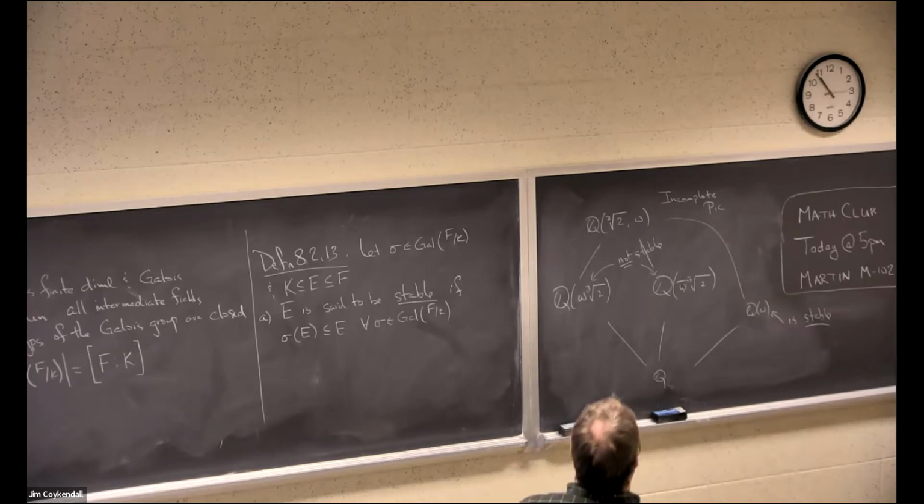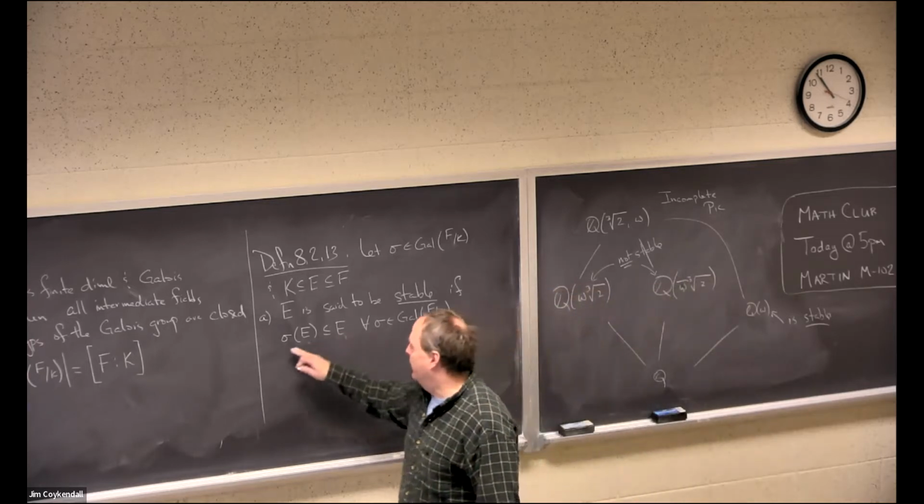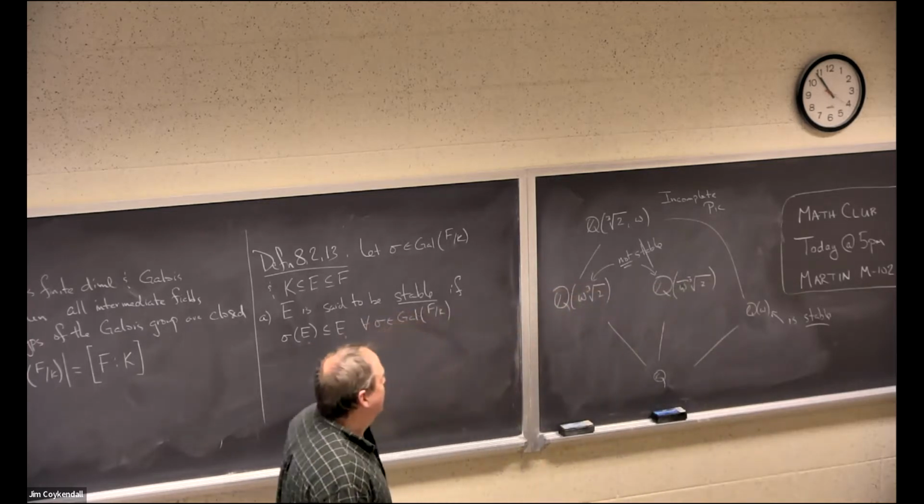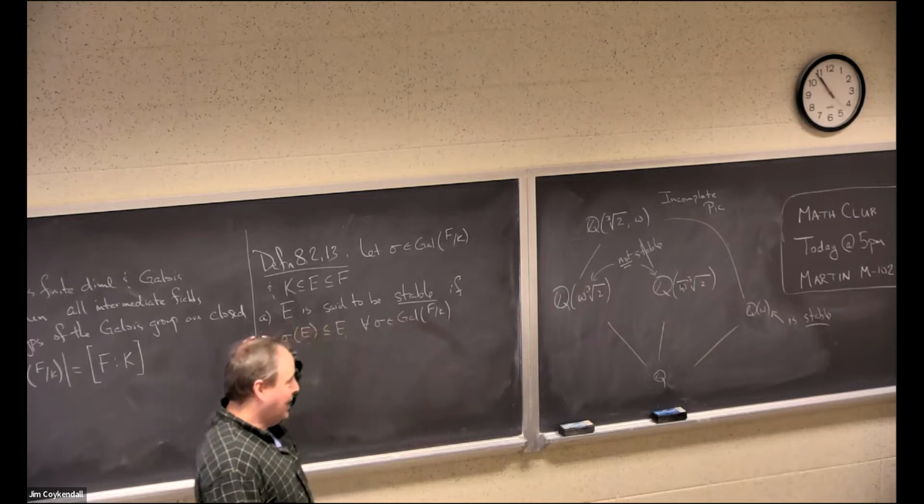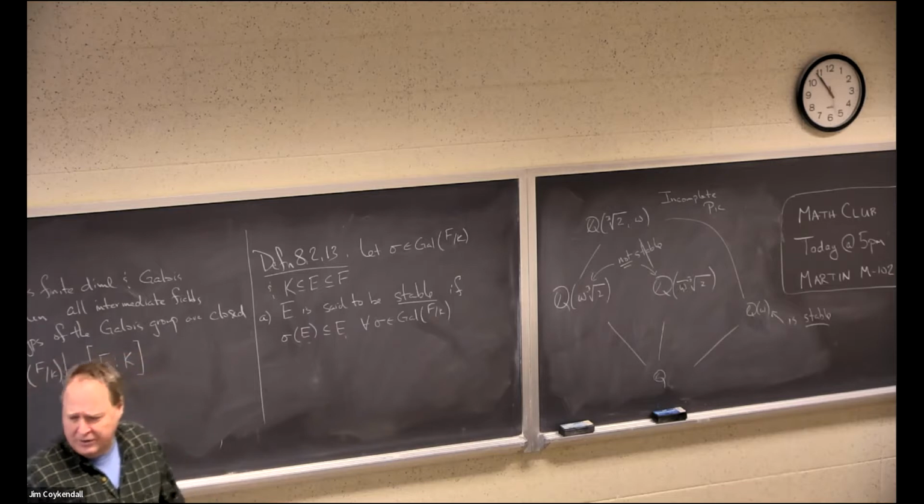So even though complex conjugation is not the identity, this much is satisfied. Sigma of E is still contained in E. So the field Q omega is actually stable, and the other two are not stable. They're completely tossed back and forth.